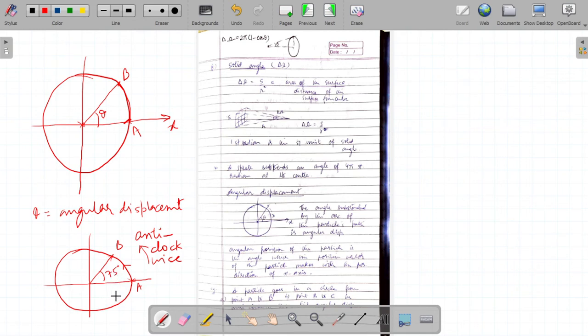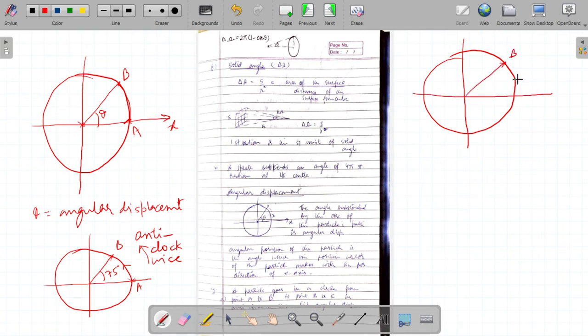So arbitrarily we can define that, okay, let's say this angular displacement is positive. So if arbitrarily we are saying that a particle going from A to B is defined as positive angular displacement, then let's say there is a particle at point B and it is going to A. So this particular angular displacement would be the same in magnitude, right? It would again be traveling the angle 75 degree, but now it is traveling in clockwise sense. That is, it is going along the clock. So in that case, angular displacement would be counted as negative.